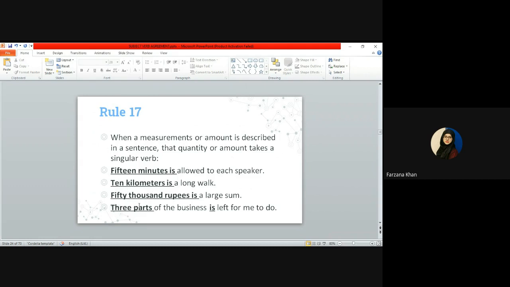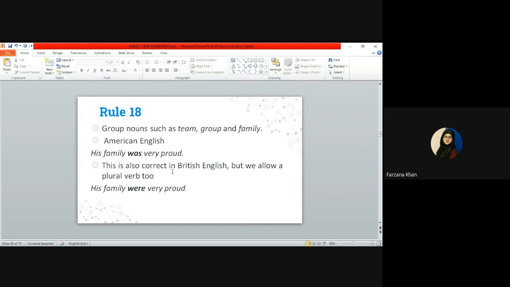In another sentence, you can see three parts of the business is left for me to do. So three parts is a subject, an entity, which is basically telling us the quantity. So when a measurement or amount is described in a sentence, that quantity or amount takes a singular verb, and you will always use a singular verb here.